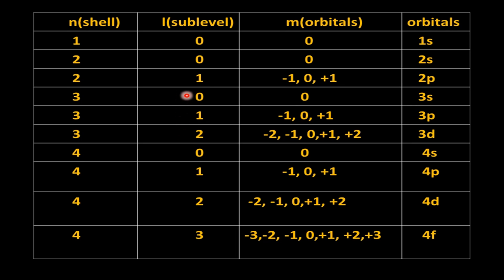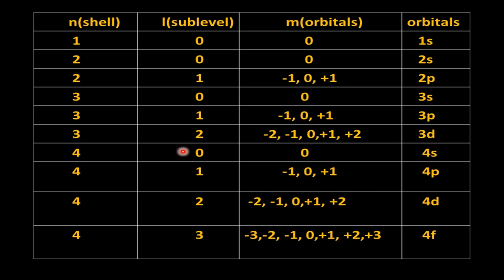For the s, as usual, s has one orbital, p has three orbitals, px, py, and pz, while d has 5 orbitals, ranging from -2, -1, 0, +1, and +2. The s orbital for the third energy level is called 3s. The p orbitals for the third energy level are called 3p, while the d orbitals are called 3d.